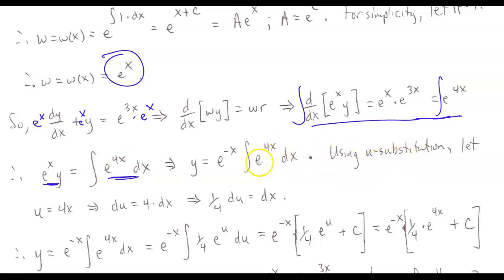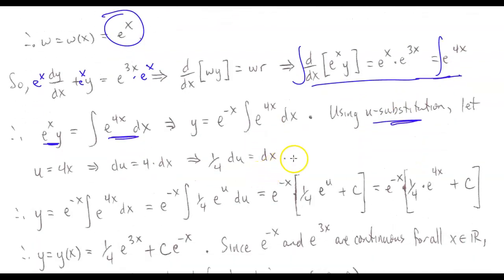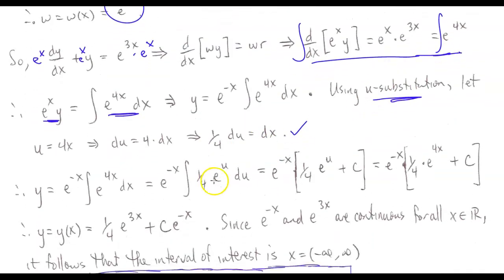And at this point, we know that the most general antiderivative of e raised to the 4x is just going to be e raised to the 4x divided by 4. And that comes from using the substitution rule here. And so I just explicitly write that out.